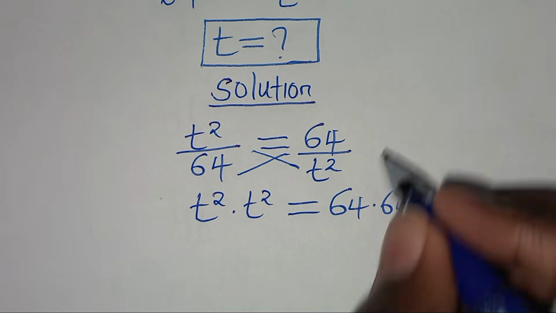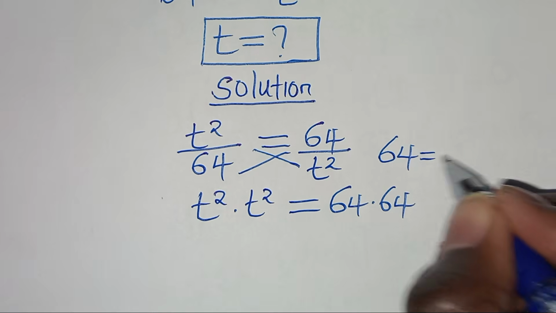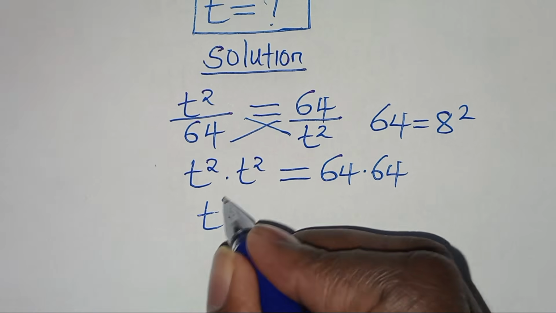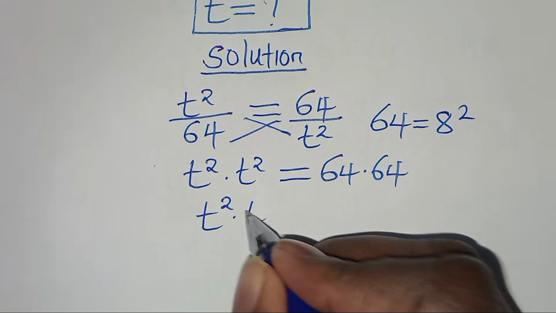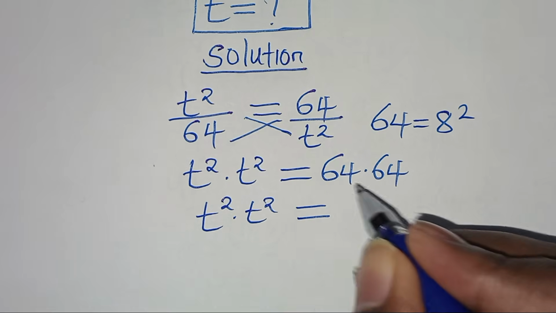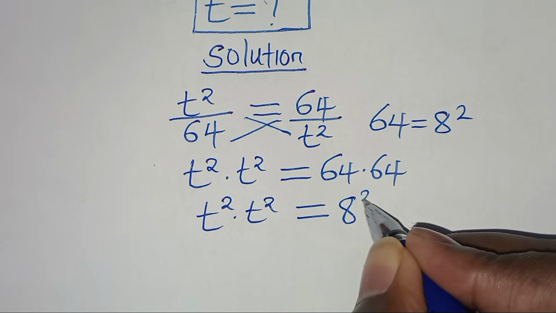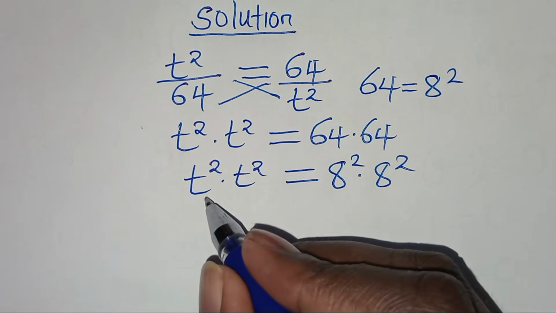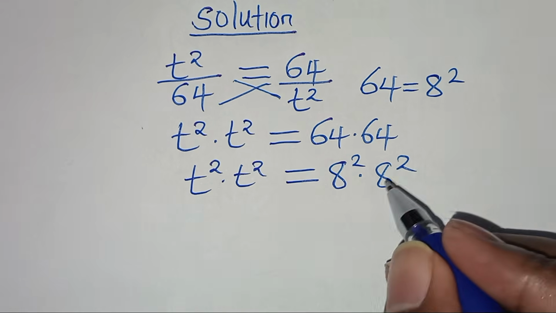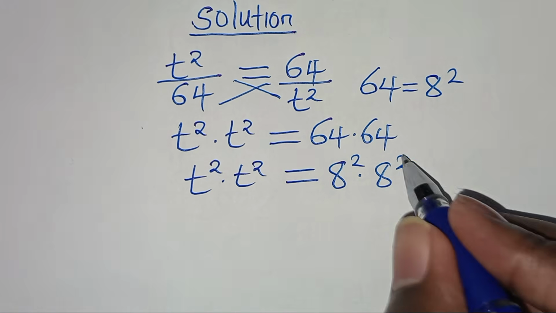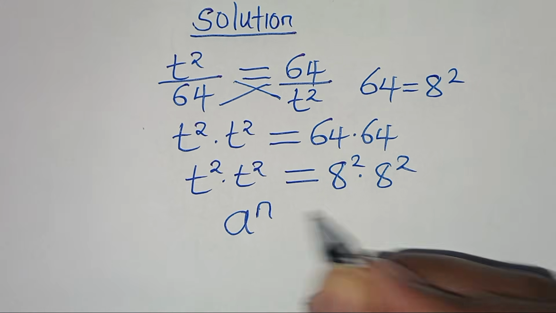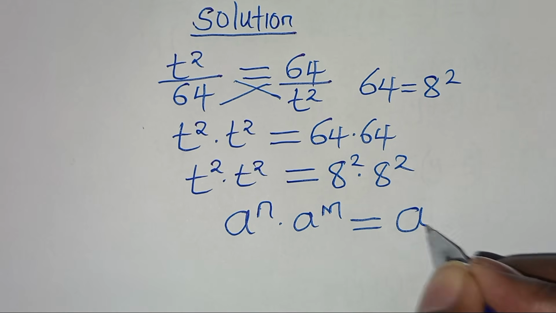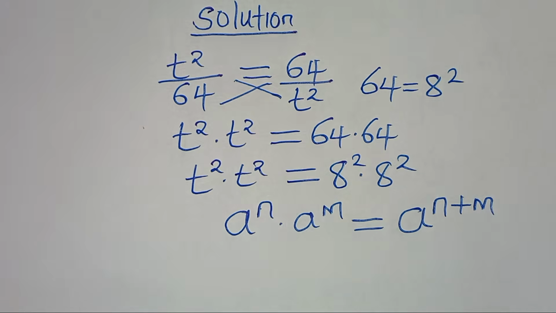Now, this implies that we can express 64 as 8 to the power of 2. Here we have t squared times t squared is equal to 64, which is 8 to the power of 2 times 8 to the power of 2. The next step is that t squared times t squared and 8 squared times 8 squared is in the form of a to the power of n times a to the power of m, which we can express as a to the power of n plus m.